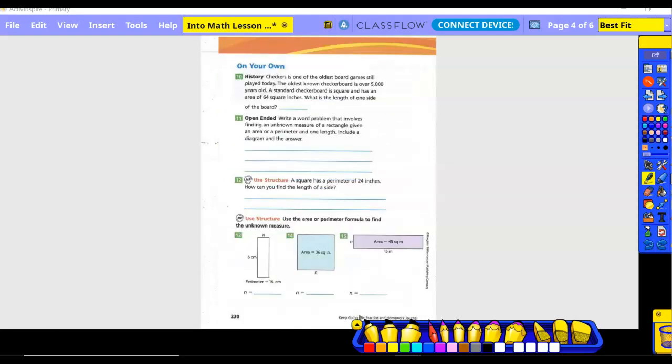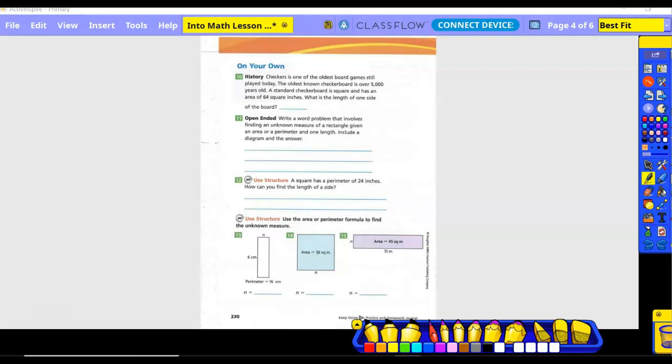On your own, number 10, history. Checkers is one of the oldest board games still played today. The oldest known checkerboard is over 5,000 years old. A standard checkerboard is square and has an area of 64 square inches. What is the length of one side of the board?